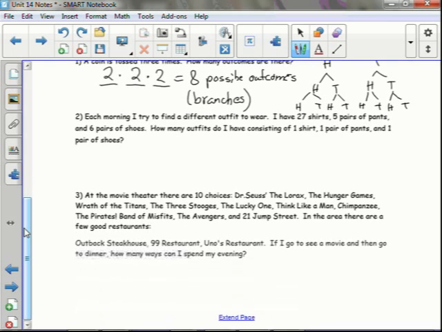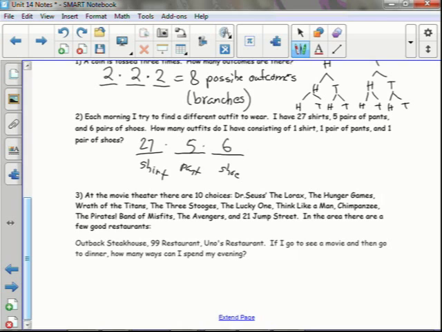So each morning I try to find a different outfit to wear. I have 27 shirts, 5 pairs of pants, and 6 pairs of shoes. How many different outfits do I have consisting of 1 shirt, 1 pair of pants, and 1 pair of shoes? So we have to get a shirt, a pair of pants, and shoes. Our first option, we have 27. Our second option, we have 5. And our third option, we have 6. And we're going to multiply all of those together. So we do 27 times 5 times 6.